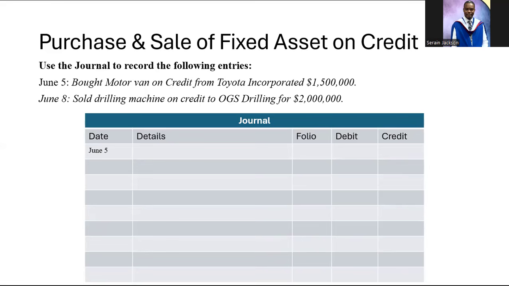So you're buying motor van. So obviously motor van would be debited, right? So motor van, and where would you find that? In the general ledger. So it will be debited, so you go 1.5 million. And then the account that would be credited in this scenario would be Toyota Incorporated. Very good. But then when you're making the credit entry, you have to indent, right? Remember?